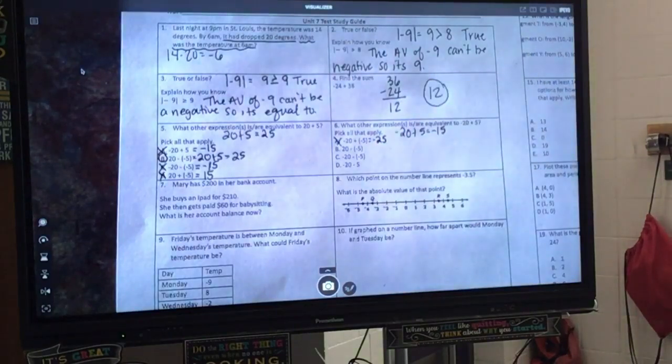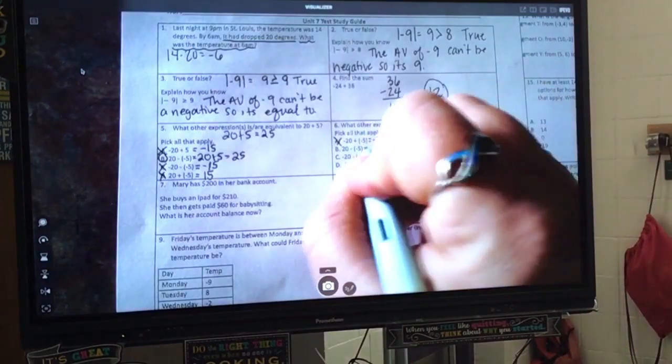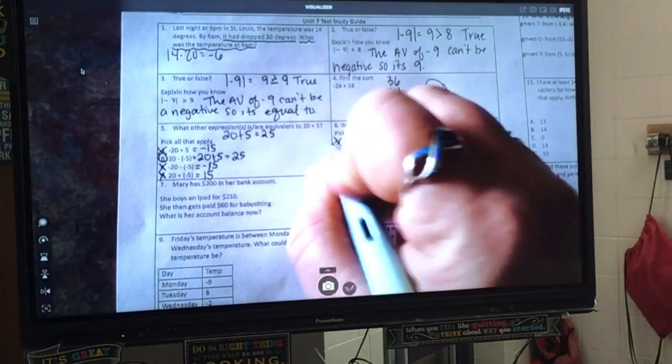Alright, the next one is 20 minus negative 5. So what does this become? Delilah? You're multiplying a negative times a negative. So negative 5 becomes a positive 5, so then what's 20 plus 5? So that one doesn't work.